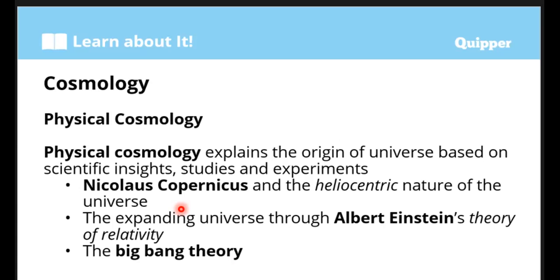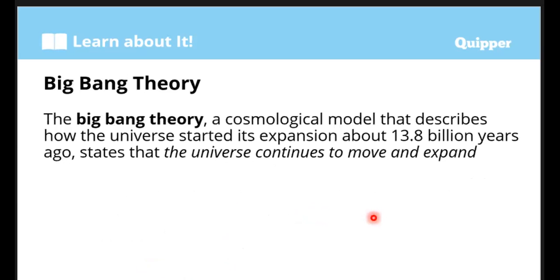So, what is the commonly well-known origin of the universe, somehow accepted by the scientists or the astronomers, is what we know as the Big Bang theory. The Big Bang theory is a cosmological model that describes how the universe started its expansion about 13.8 billion years ago and states that the universe continues to move and expand.